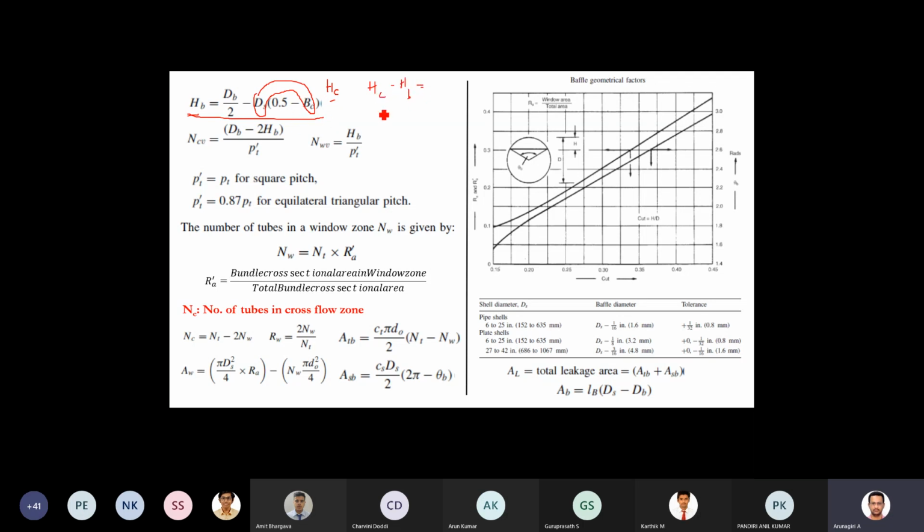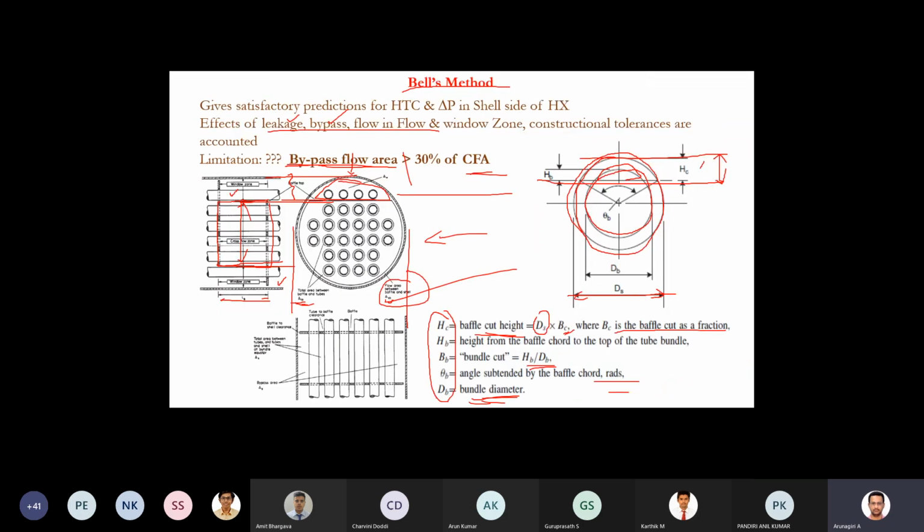HC minus HB will normally be what? That is ds by 2 minus dB by 2. So if you see here, this is your ds by 2, and this is your dB by 2, correct? So what will you get? You will get this portion, which is HC minus HB. ds is known, dB is known. If you know ds by 2 minus dB by 2, you can calculate HC minus HB.